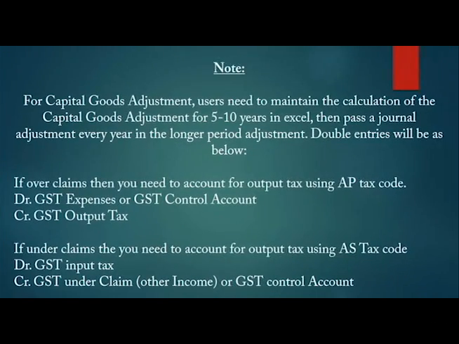Kindly take note that for capital goods adjustments, users need to maintain the calculation of the capital goods adjustment for 5 to 10 years in Excel. Then pass a journal adjustment every year in the longer period adjustment. Usually the double entries are shown as below. If overclaims, then you will need to account for the output tax using the tax code AP. If underclaims, then you will need to account for output tax using the tax code AS.